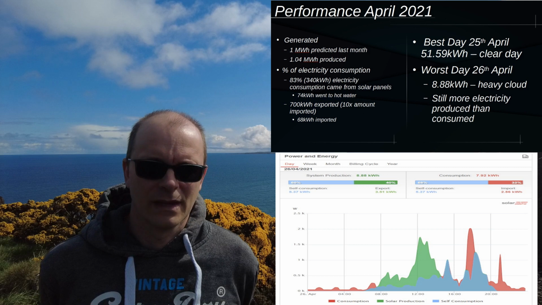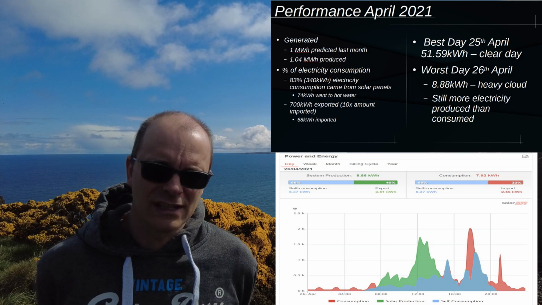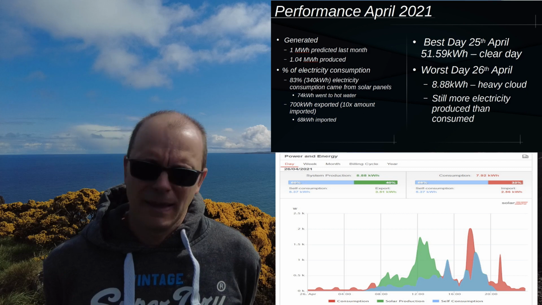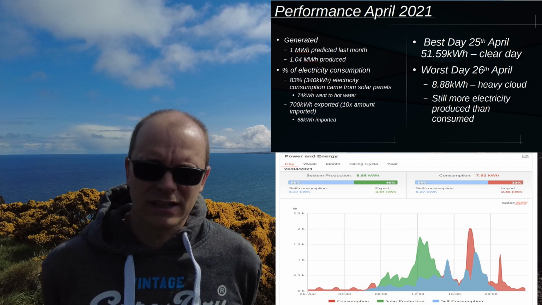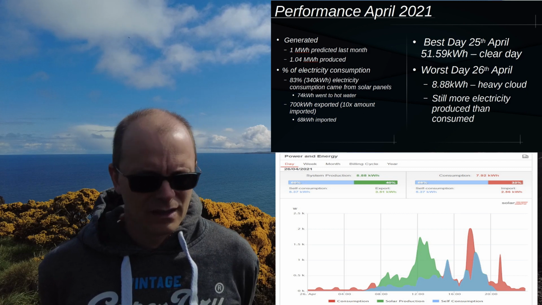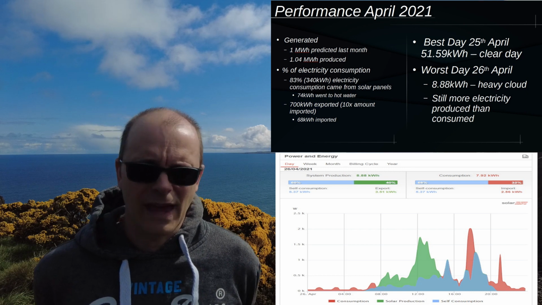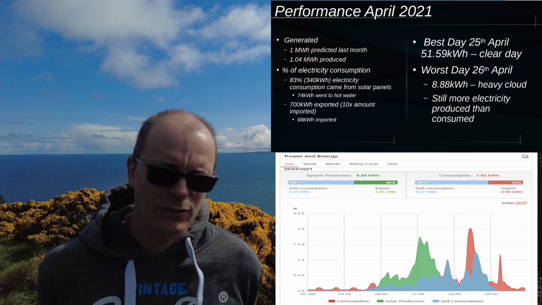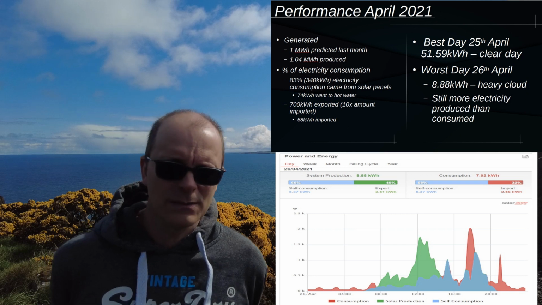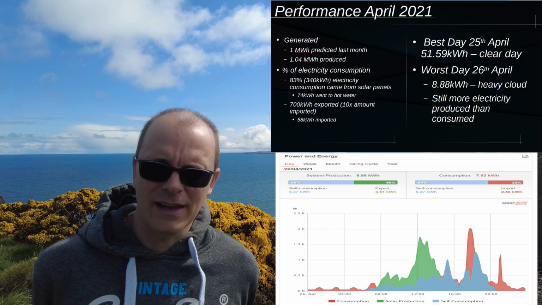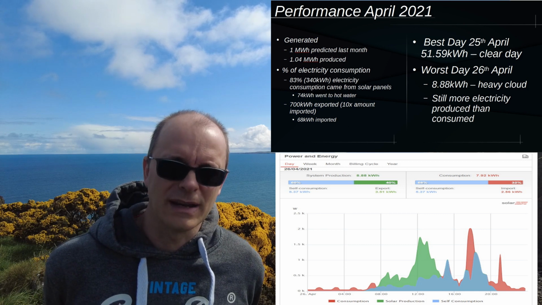Conversely, the worst day for electricity generation was the very next day, the 26th of April. Here we generated 9 kilowatt hours of electricity. But the interesting thing to note about this day was that in spite of the heavy cloud and the rain, we still generated more electricity than we consumed. And it demonstrates the value of having a large solar panel array.